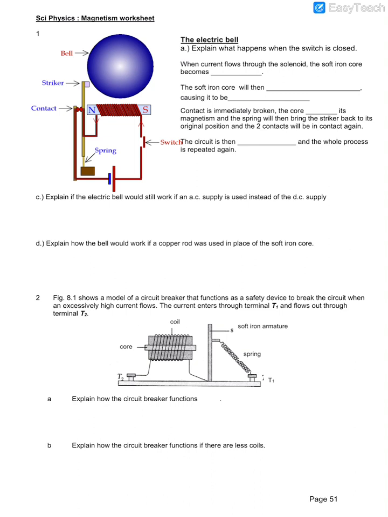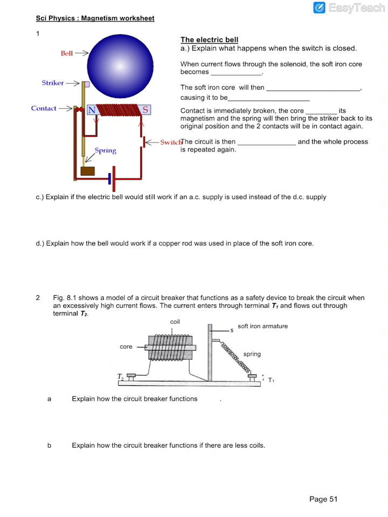Look at question 2. A circuit breaker. Okay, a circuit breaker. Read the question. Functions as a safety device to break the circuit when the exceedingly high current flows. So the current enters through T1 and then out through T2. When you see a question like this, you might think it's very difficult. Look at the setup already. Scared. Some people will leave it blank, nothing to say. Some people will answer in a way which may not be correct.